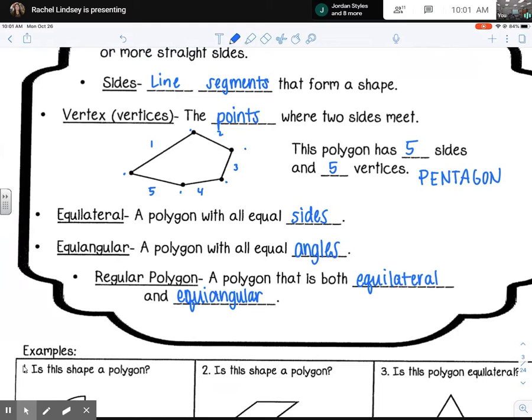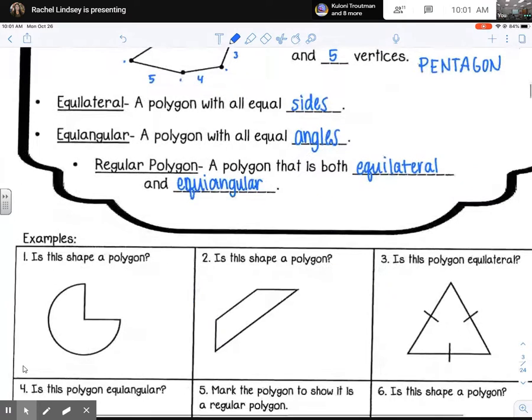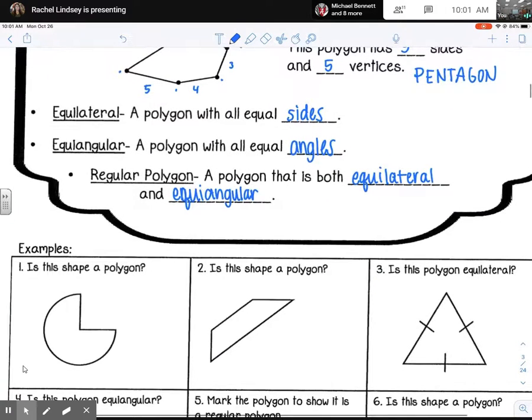Remember, a polygon has straight sides, 3 or more, and it has to be closed. So if I'm looking at example 1, is that a polygon? No, why not? Because it has 2 straight sides, but it has a curved side. So is a circle a polygon? No, a circle only has technically 1 side, so it couldn't be a polygon.